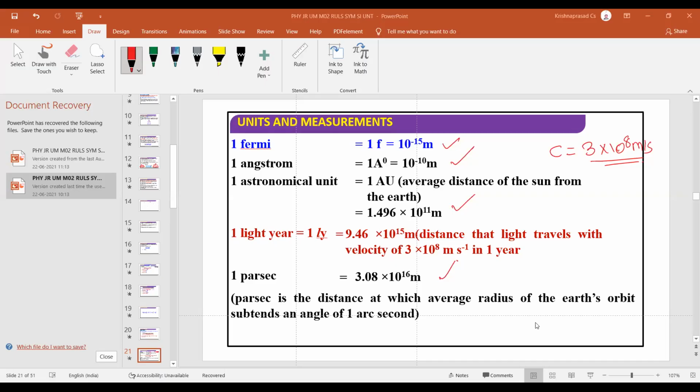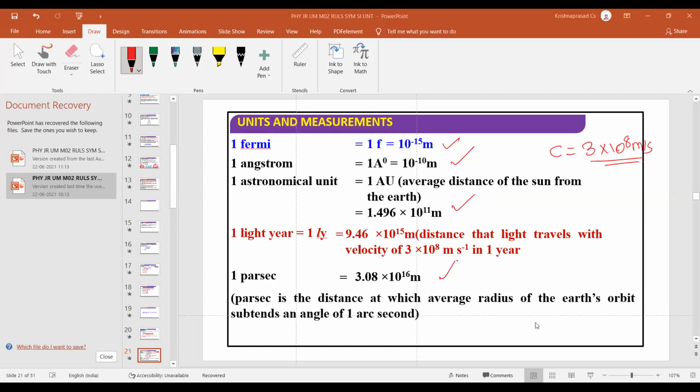Shane, then I'll give you a chance. What is meant by light year according to you? Sir, the distance light can travel with the same velocity in a year. Yes, that is what a light year is: the total distance traveled by light in a year. Its value is 9.46 multiplied by 10 to the power 15 meters.